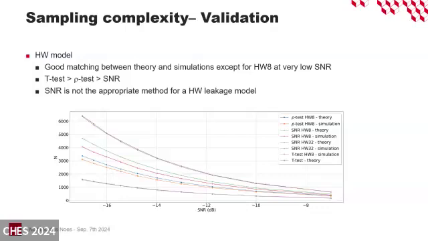We do the same for the Hamming weight model, and we also have a good match between theory and simulation, except for the SNR with the Hamming weight 8 model. This is because hypothesis H1 relies on the assumption that we have a large number of classes, which is not met in this case. The conclusion here is that the t-test is still the best solution. Then we have a difference between the rho test and the SNR. For the rho test, we do not need to estimate the leakage model parameters, and it is much more efficient than the SNR.